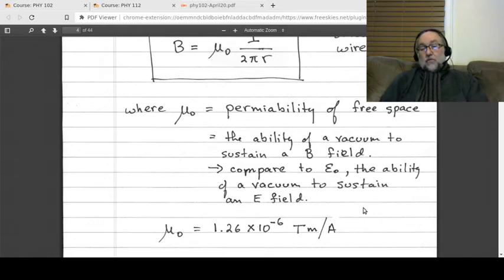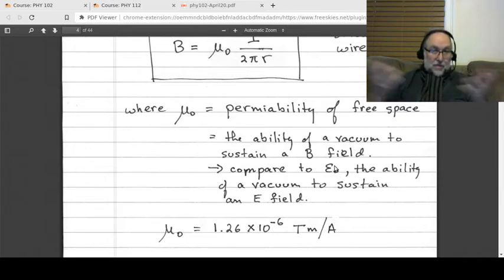So electric fields can travel through matter, all right, but they can also travel through empty space. So, you know, empty space isn't without properties. And one of the properties of empty space is how much electric field can be sustained in that empty space. And that is what this epsilon naught measures. Well, guess what mu naught is? It's the equivalent of that, but for magnetic fields. It's a measure of the ability of the vacuum or empty space to sustain a B field, okay?